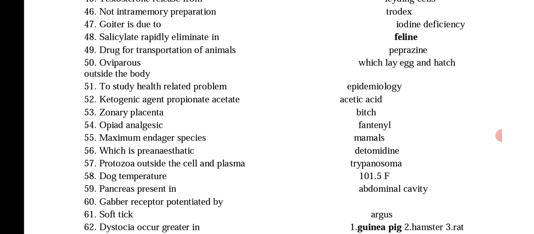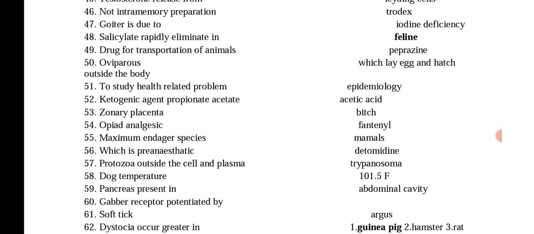Detomidine is a pre-anesthetic agent. The anesthetic cocktail used in the surgery of cats and dogs includes ketamine, xylazine, and atropine in the ratio of 7:3:1, with ketamine in ratio 7, xylazine in ratio 3, and atropine in ratio 1.